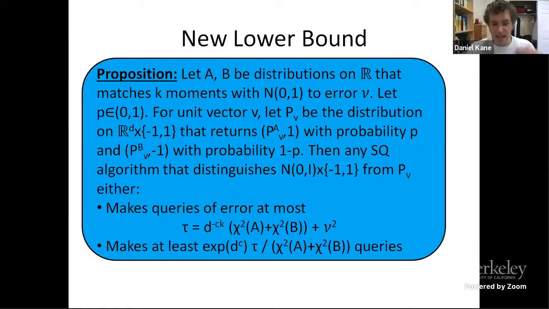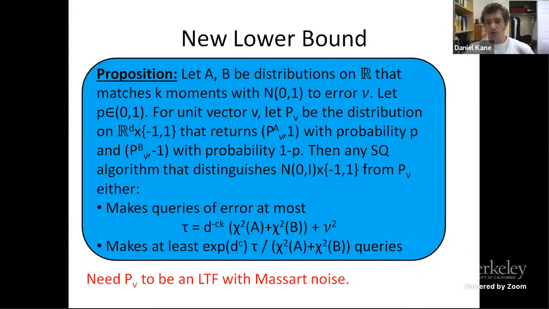And the claim is that any SQ algorithm distinguishing this from a standard Gaussian cross an independent y value, where plus and minus 1 come with these same probabilities, p and 1 minus p, again either makes queries of very good accuracy or makes an exponential number of queries. So this is a lower bound. If we want to prove an SQ lower bound against learning an LTF with Massart noise, all we need to do is construct an example of this form where P_v is an LTF with Massart noise. How hard can that be?